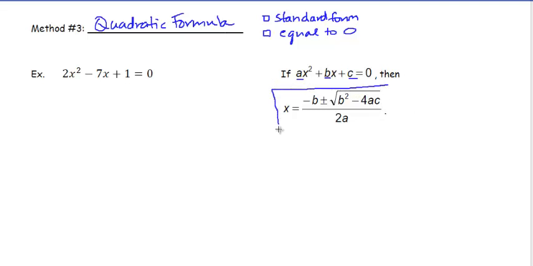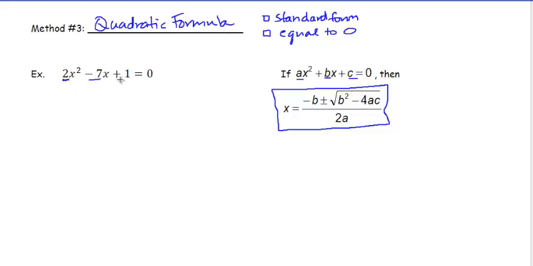So this right here is the quadratic formula. And when we plug into this, we find out the solutions. So we're going to get two x values that make this equation true. So let's try this problem. We have something in standard form equal to 0, so it is ready to be solved. If it wasn't equal to 0, we could always make it equal to 0. We could move things around. We don't have to do that though.